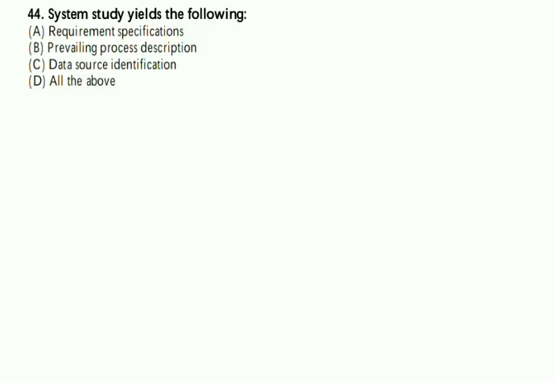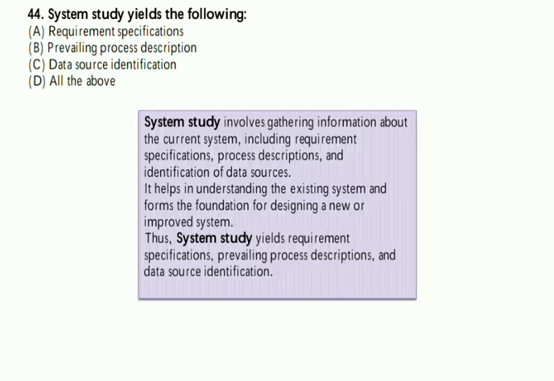System study yields the following. System study involves gathering information about the current system, including requirement specifications, process descriptions, and identification of data sources. It helps in understanding the existing system and forms the foundation for designing a new or improved system. Thus, system study yields a requirement specification, prevailing process descriptions, and data source identification.